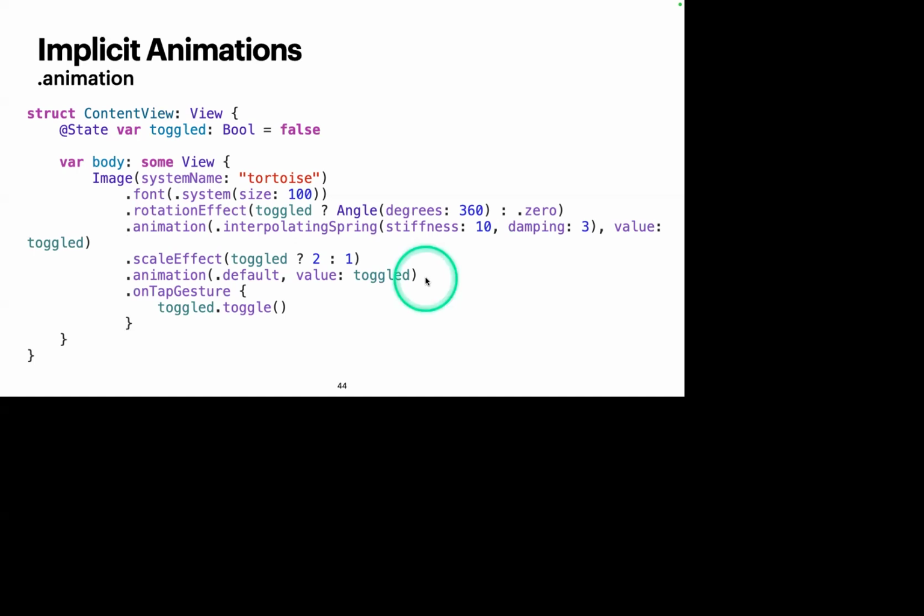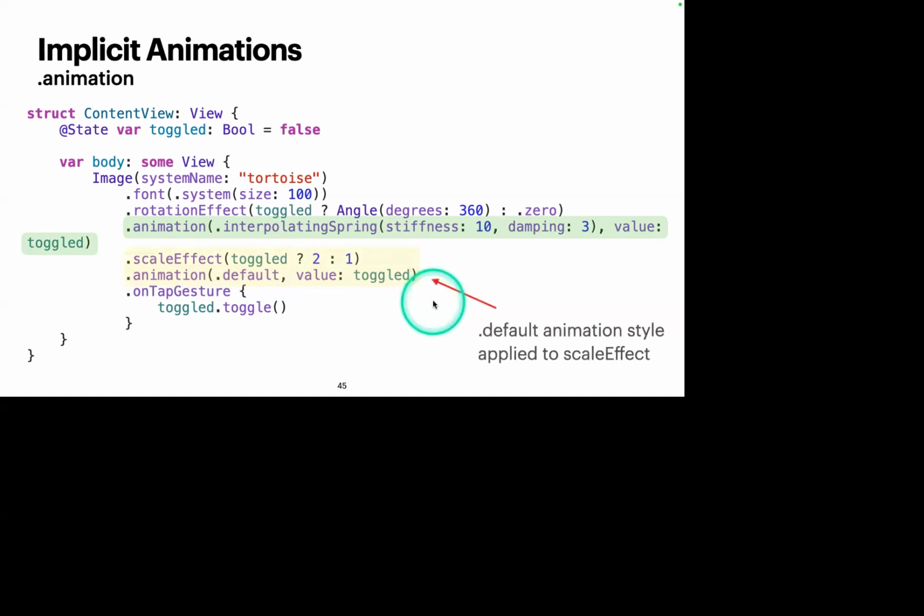So how do we deal with these two implicit animations? Again, we have the first implicit animation, and we have the second implicit animation. The default animation style that we've declared here is going to be applied to the scale effect, right here. So the scale effect will be animated via the default animation timing curve. But the second implicit animation that we define right here is now going to be applied to the rotation effect and everything above it.